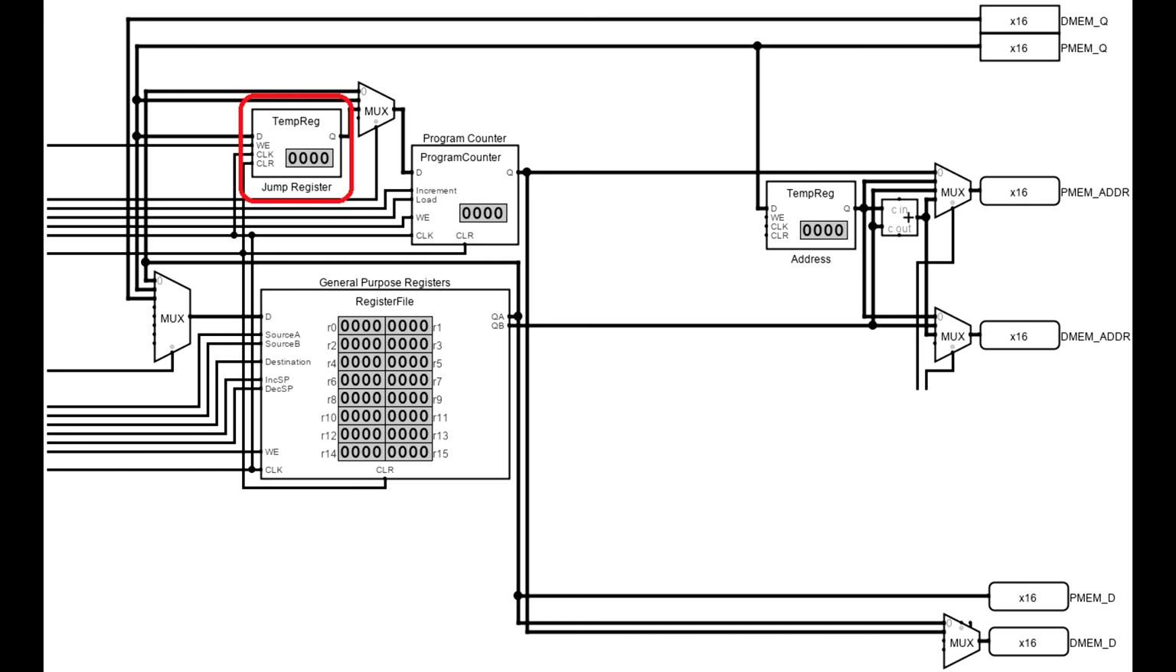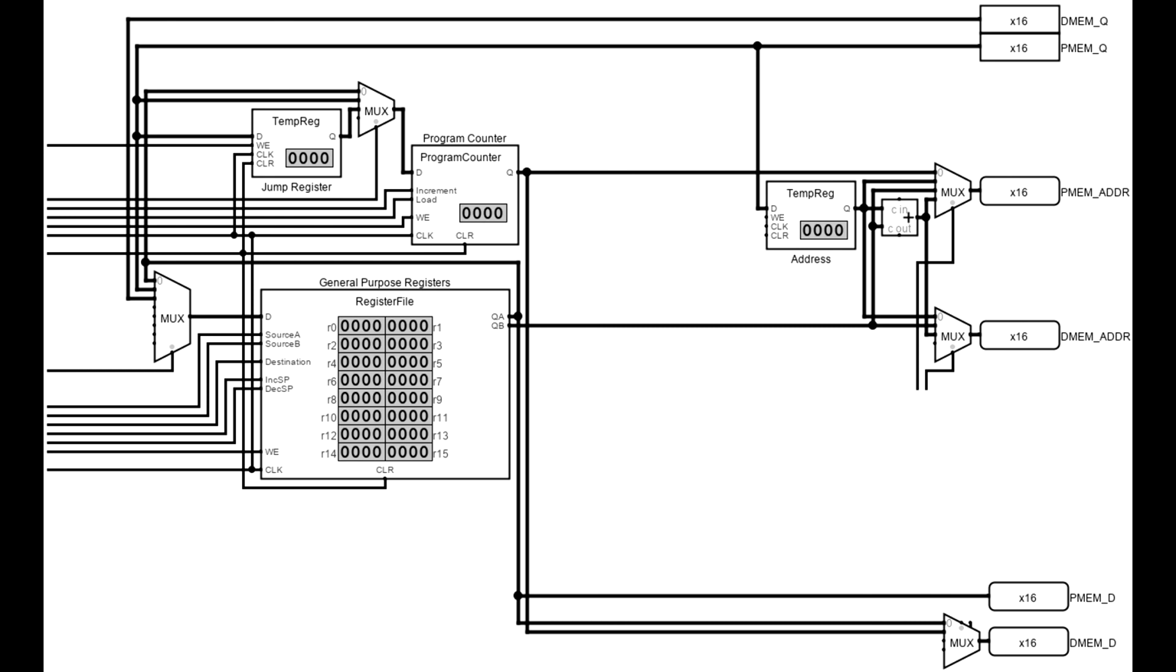While the jump condition is being evaluated, the instruction register continues to be loaded. If the jump condition evaluates to false, then the jump register is not loaded into the program counter, and the next instruction in the pipeline is executed. If the jump condition evaluates to true, then the instruction pipeline is cleared and the jump register is loaded into the program counter.